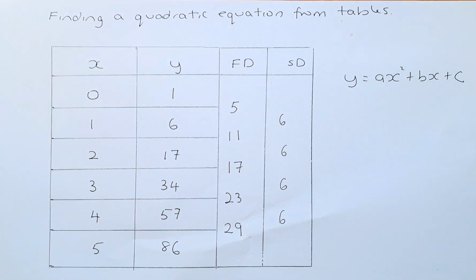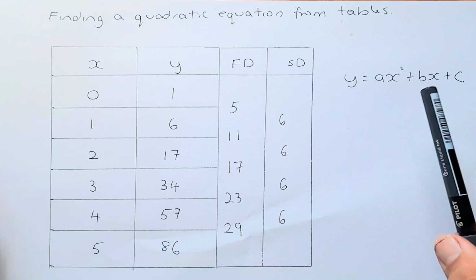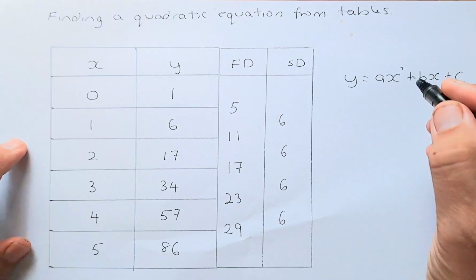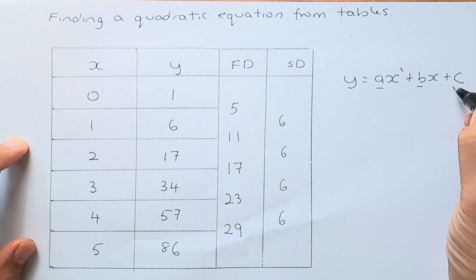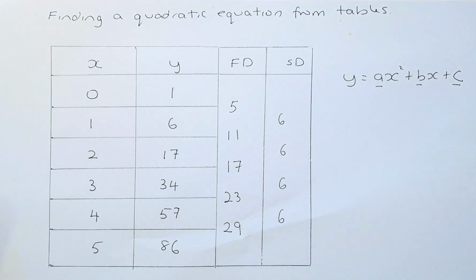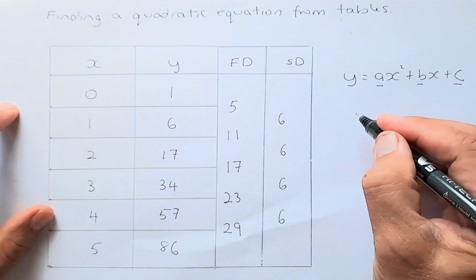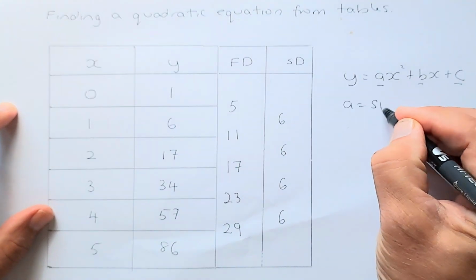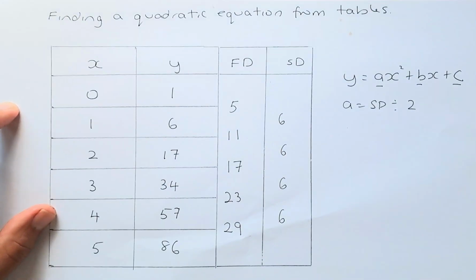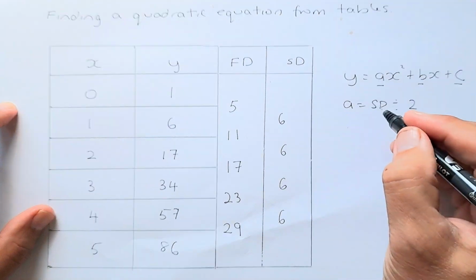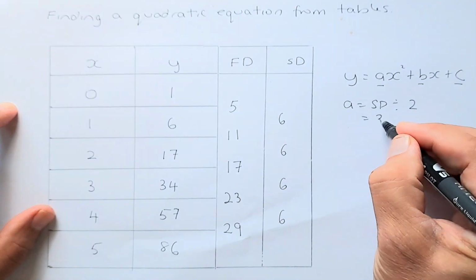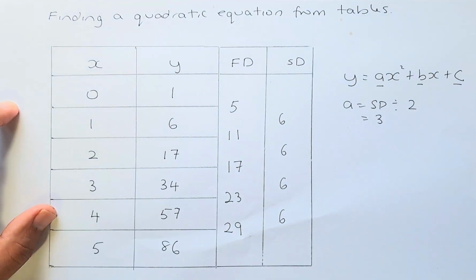So now let's find a, b, and c. The general equation for a quadratic is y equals ax squared plus bx plus c. A and c are quite easy to find. So let's do it now. A is just the second difference divided by 2. In our case, our second difference is 6, so 6 divided by 2, a equals 3.